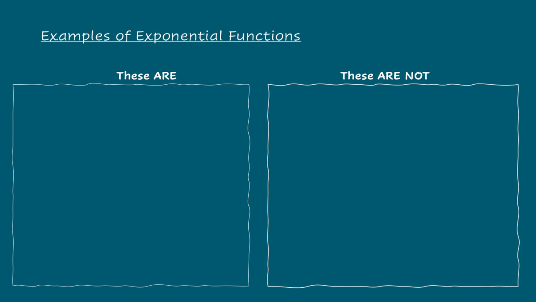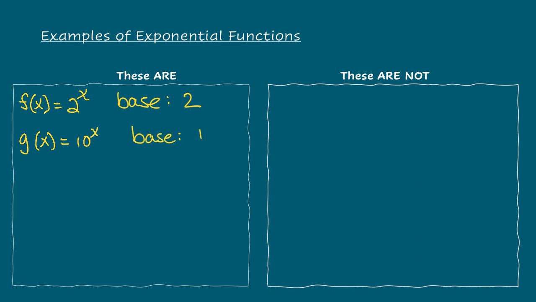So let's take a look at some functions that meet the criteria of an exponential function. And let's also take a look at some that do not, just so we're sure that we can distinguish between these two. So on the left, let's look at some that are, and then on the right, we'll look at some that are not. So if I have f of x equal to 2 to the x power, in this function, our base would be 2. Our exponent would be x. Our next example might look like g of x equals 10 to the x power. In this case, our base is 10.